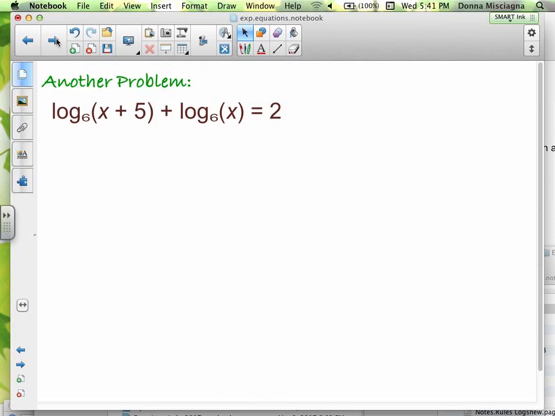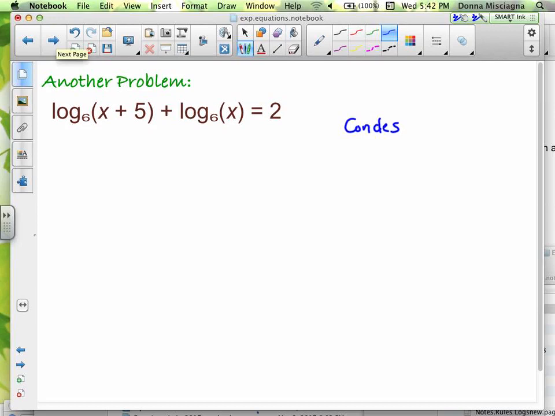All right. Maybe we can do one more problem before I end this podcast. And this one's in your notes. We have log base 6 of x plus 5 plus log base 6 of x equals 2. So let's check this one out. All right, we have a log plus a log. 2 logs on one side. We need to condense the logs first using the product rule.